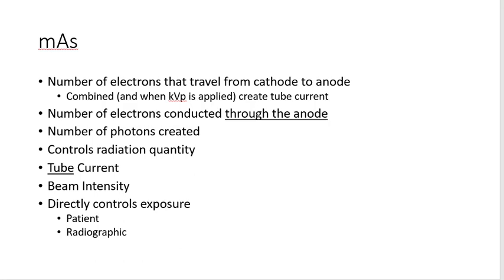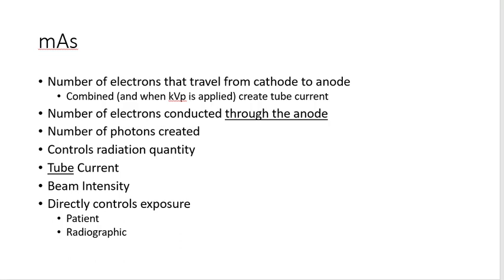Once you hit your exposure button, you apply the kVp and the potential difference across the X-ray tube. You get kinetic energy in the electrons traveling across the tube and creation of X-rays. At that point, you have mass. Mass is just the number of electrons conducted through the anode.